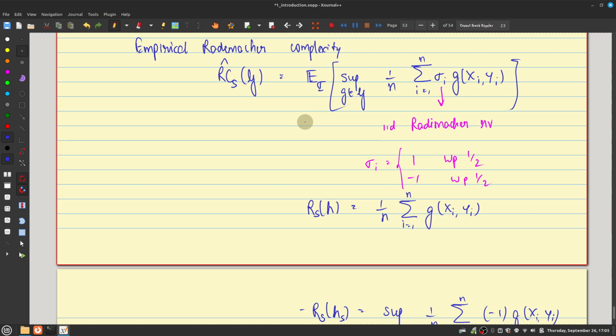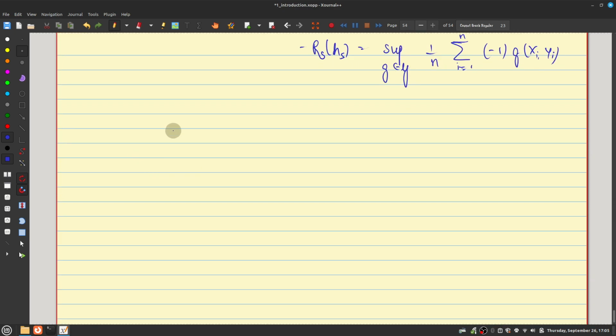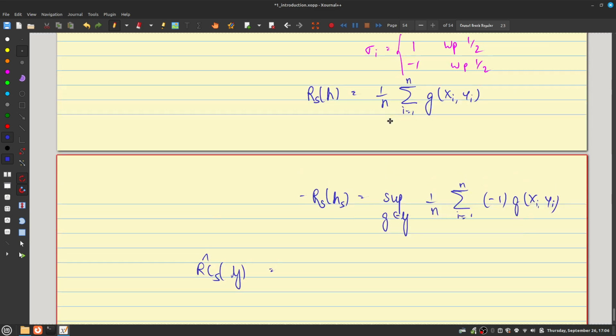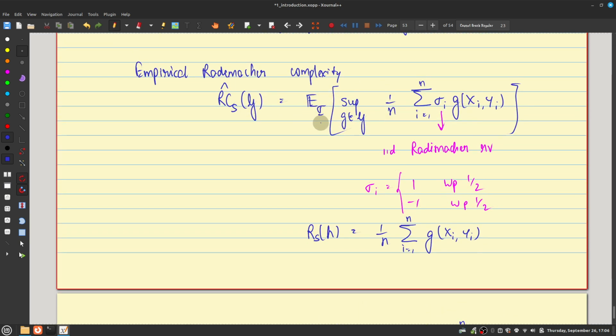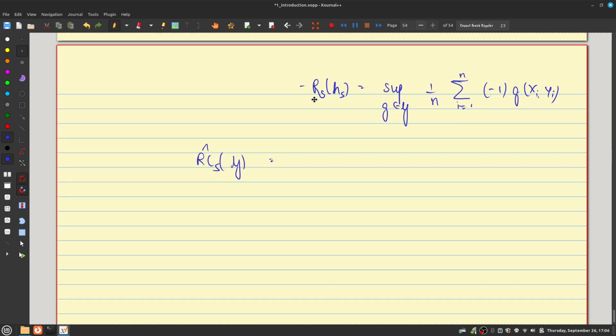Let's take a very simple case of n equal to 1. Trivial case of n equal to 1, just one sample. Then what does the empirical Rademacher complexity of G correspond to? Now, how many choices of sigma do you have? 2, right? So sigma can take either +1 or -1. So sigma can take 2 different values, +1 and -1. So what would that be?